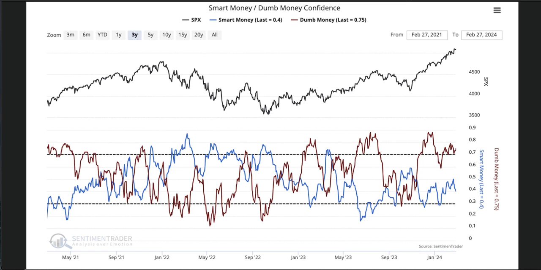From time to time, we like to do a quick update on smart money, dumb money. And as we know, we don't refer to this as smart, and we don't really refer to this as dumb. What we like to refer to this as is institutional money and retail money, and that's based upon how this is calculated.